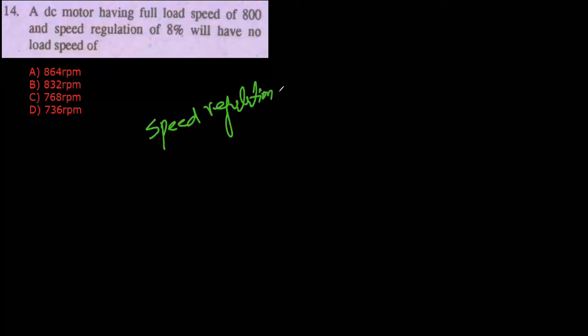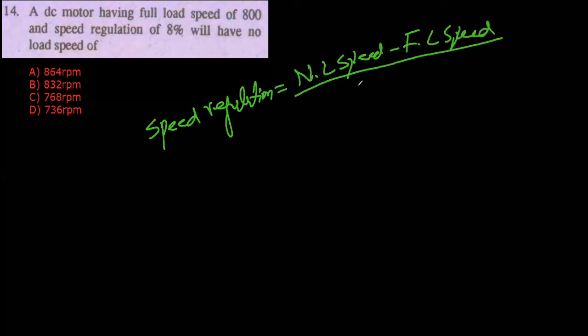Okay, next MCQ is: a DC motor having full load speed of 800 and speed regulation of 8% will have no load speed of 864 RPM (RPM means revolutions per minute), 832 RPM, 768 RPM, 736 RPM. Actually, as I already discussed in the last video, we have a well-known formula: speed regulation is equal to no load speed minus full load speed divided by full load speed.